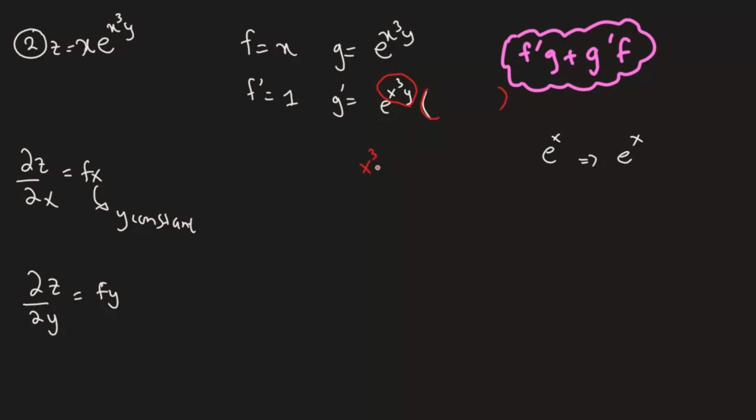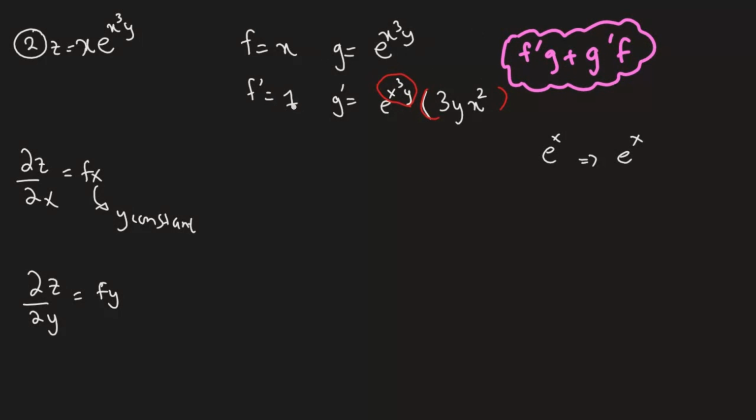So this inside function is x cubed y, and what's the derivative of this? We are treating y as a constant, so it will just stay there, and you will take the derivative of x to the cube. So it's going to be 3x squared. So now we will write it over here: 3y x squared. So the derivative of this is 3y x squared, because we're treating y as a constant, so it will simply stay there, and we take the derivative of x cubed, which gives 3x squared.